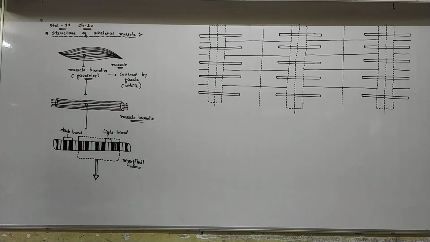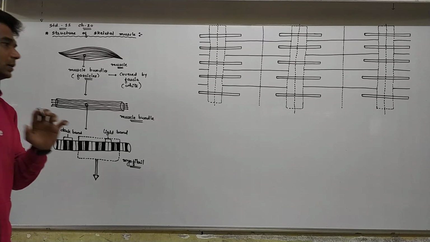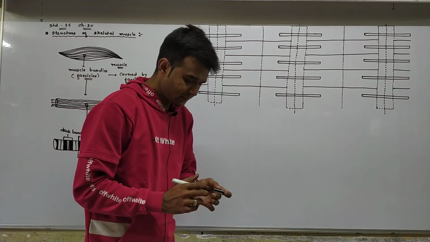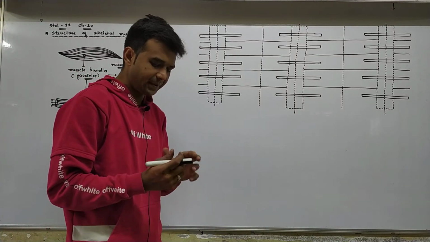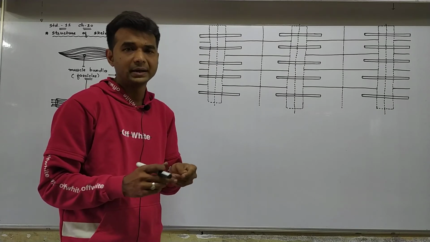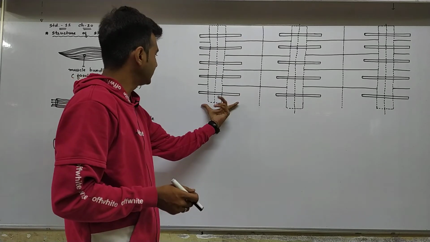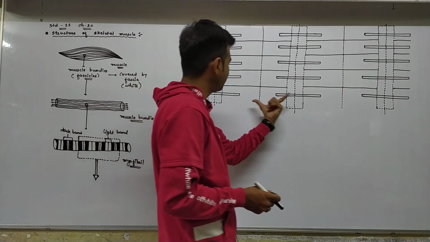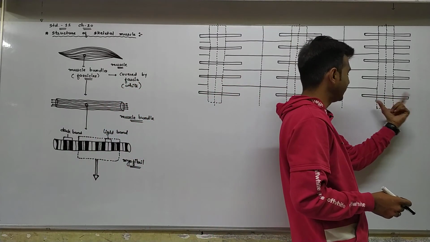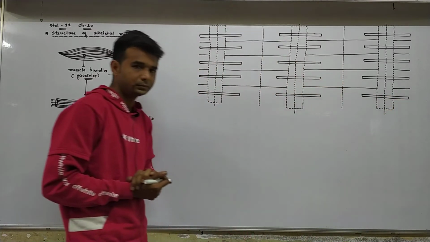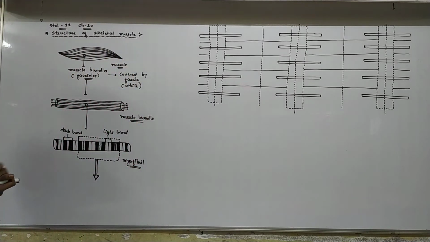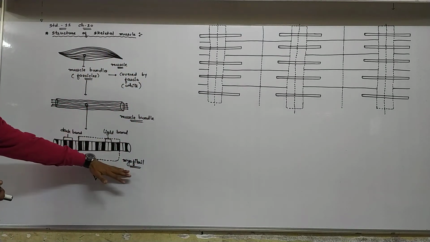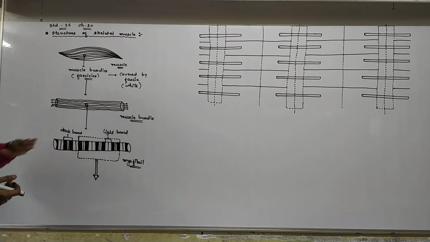This is the internal structure of the myofibril. Now we can label it, but before labeling, let me clarify that this is the dark band, light band, dark band, light band, like that. Fine. So muscle fiber is made up of myofibrils, and myofibrils are made up of alternating dark and light bands.